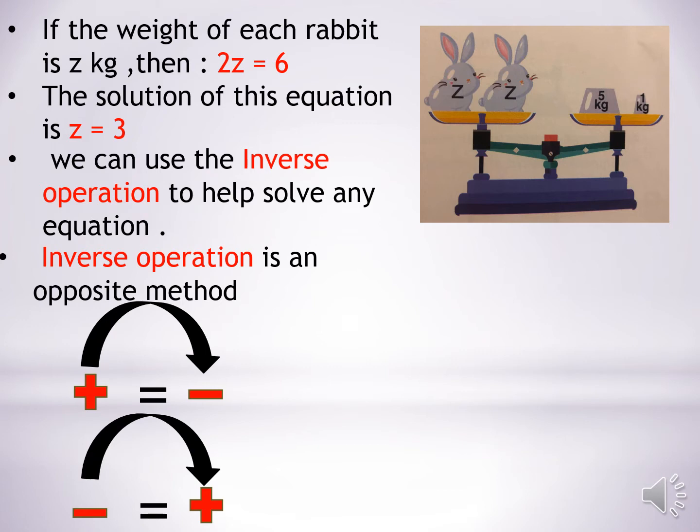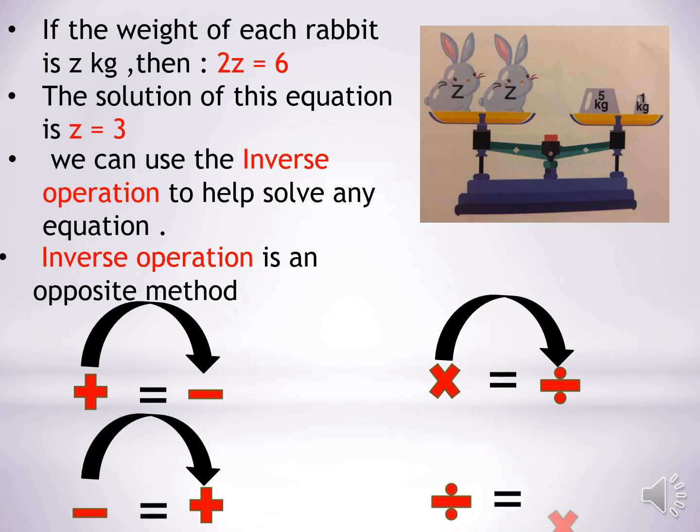the opposite of the subtraction. And if I have multiplication, I will send it also to the other side and it will be division. If I have division, send it to the other side and it will be multiply. This is called the inverse operation. It's an opposite method.